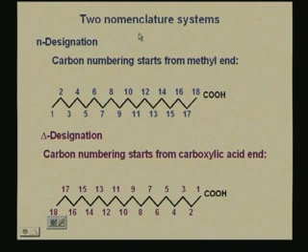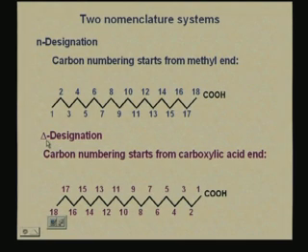Now, the nomenclature of fatty acids actually follows two types. One is called the N designation, another is called the delta designation. In the N designation, as you can straight away see, the numbering is from the extreme end away from the carboxylic acid group. So, in this case the numbering is from here 1, 2, 3, 4 and so on and so forth. For the delta designation, the numbering begins from the carboxylic acid end, and it is this designation that we will be using, the delta designation.